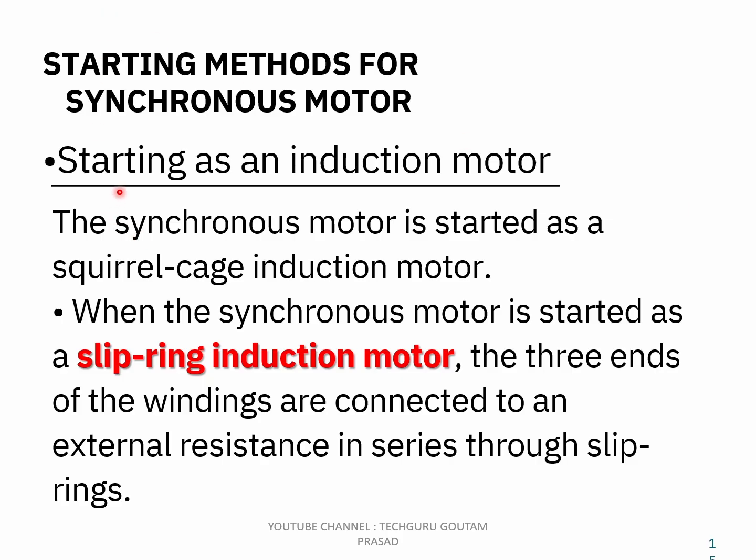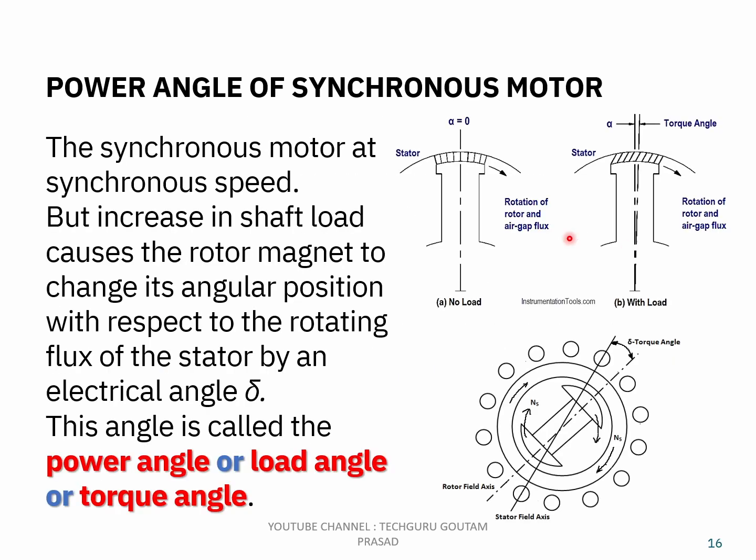So starting as an induction motor, the synchronous motor is started as a synchronous cage induction motor, and when the synchronous motor is started as a slip ring induction motor, the three ends of the winding are connected to an external resistance in series through the slip rings. So here the slip ring induction motor is starting the synchronous motor basically.